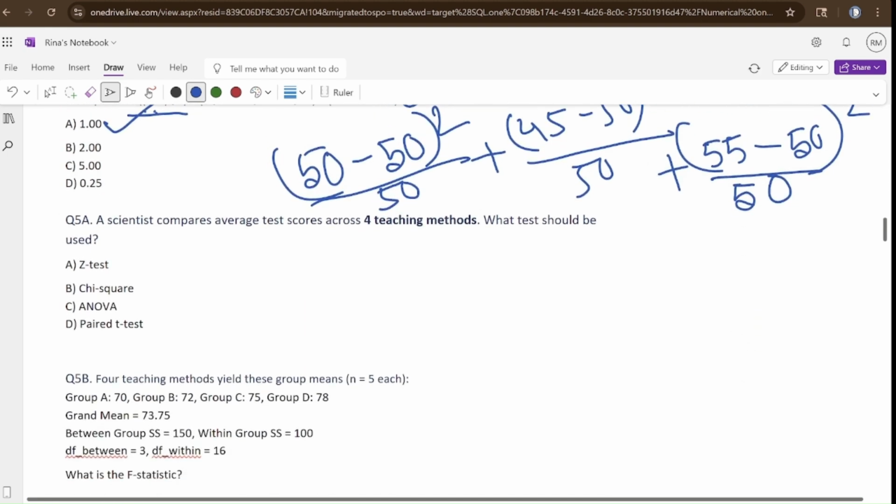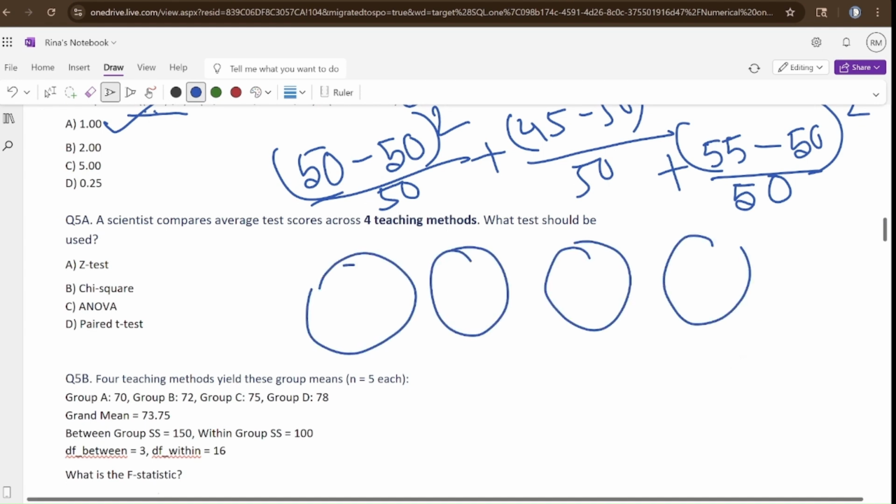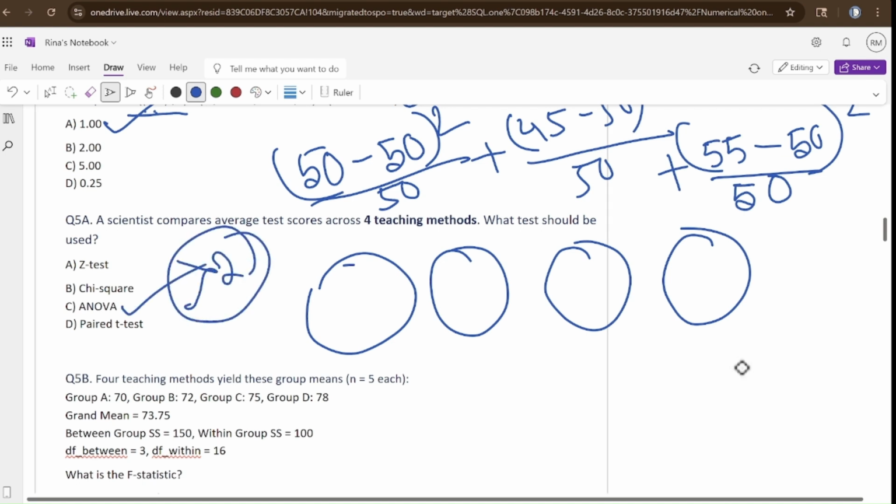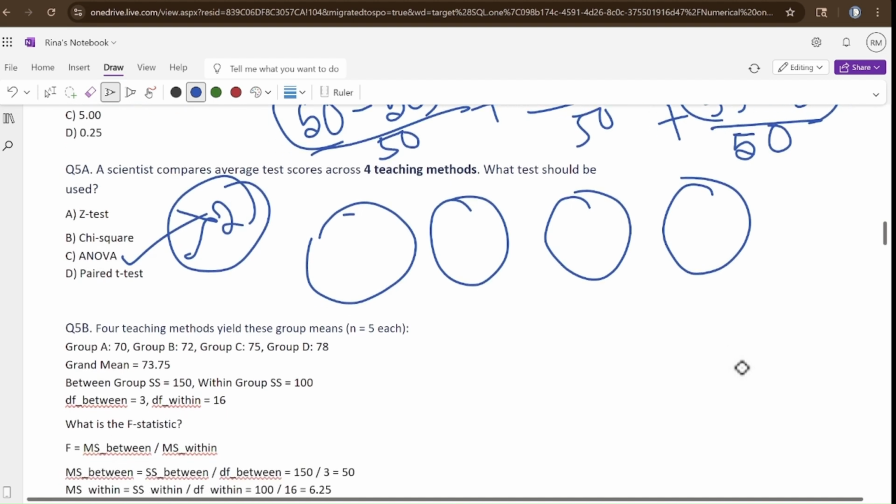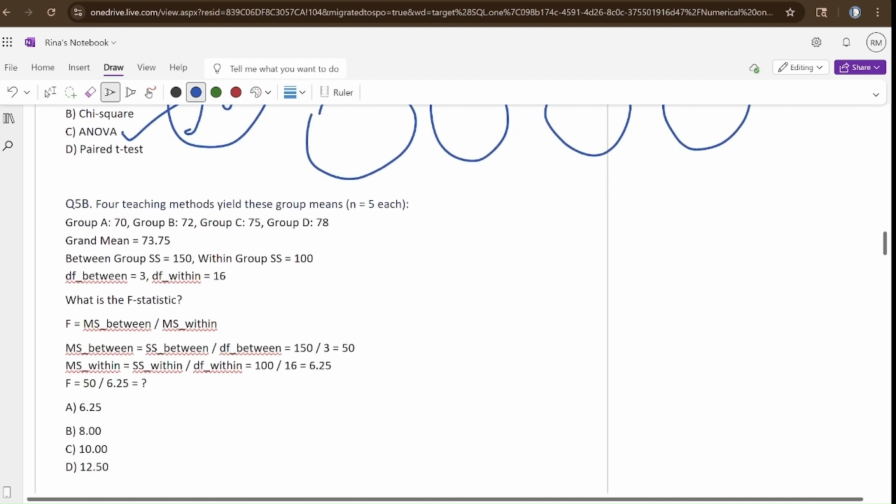Next one. A scientist compares average test scores among 4 teaching methods. So I told you whenever it's greater than 2, you have to go for ANOVA. Okay, now next do the numerical. 4 teaching methods, n equal to 5 each.